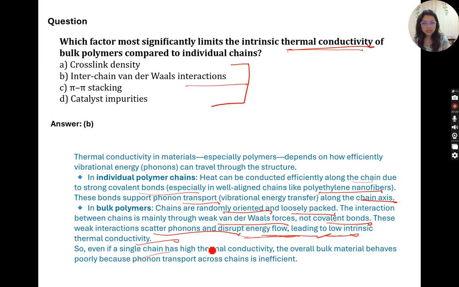So even if a single chain has high thermal conductivity, the overall bulk material behaves poorly because phonon transport between chains is inefficient. The main reason for decreased thermal conductivity in bulk polymers is their interchain van der Waals interactions, which disrupt the flow of phonons. Cross-link density can also limit the intrinsic thermal conductivity. Pi stacking also limits it, and catalyst impurities also limit it, because all these phenomena disrupt the flow of phonons. But the major contributor is B, the interchain van der Waals interactions.